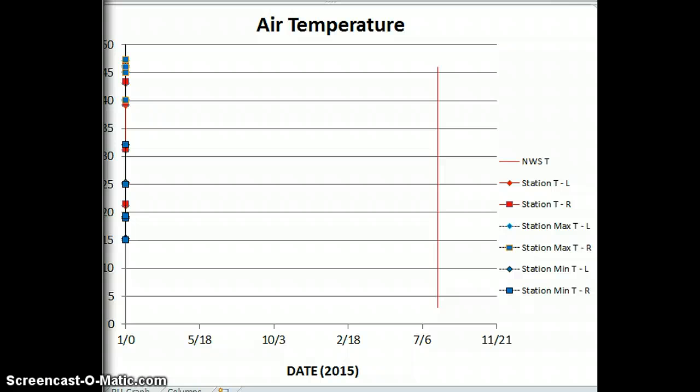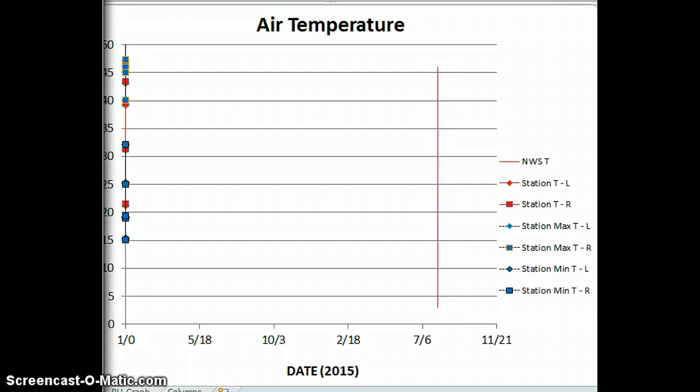The left maximum temperature was 47.2 degrees Fahrenheit, 8.4 degrees Celsius, and the right maximum temperature was 47.3 degrees Fahrenheit, 8.3 degrees Celsius. The minimum temperature on the left was 25.3 degrees Fahrenheit, negative 3.7 degrees Celsius, and the minimum right temperature was 25.1 degrees Fahrenheit, negative 3.6 degrees Celsius.